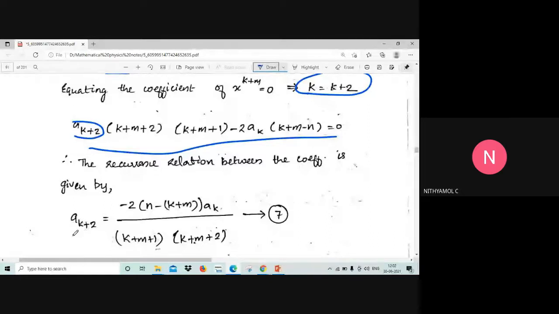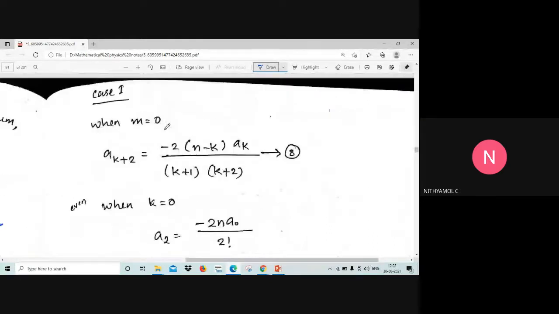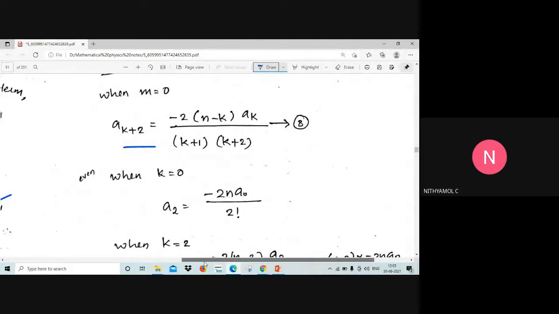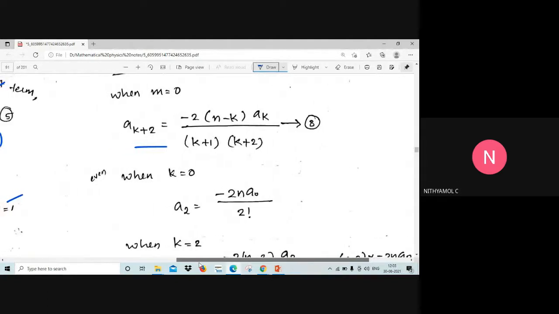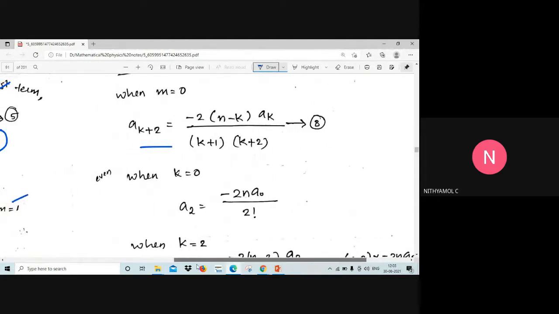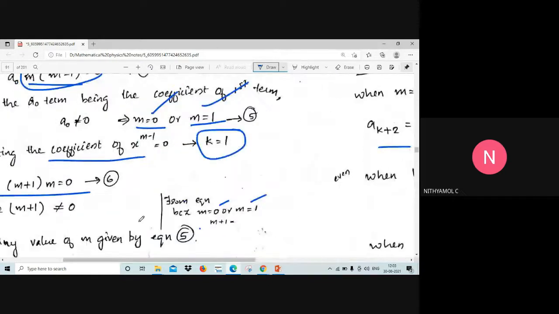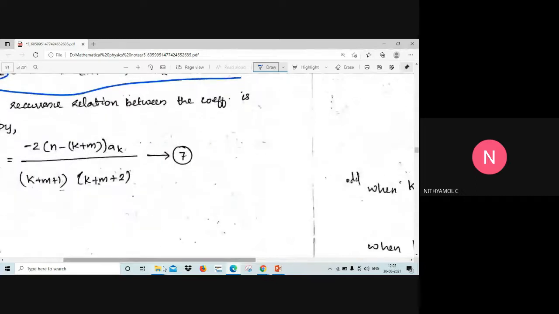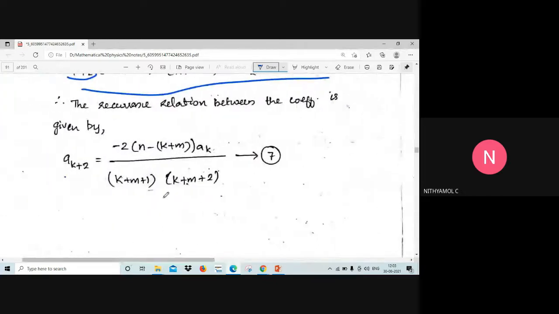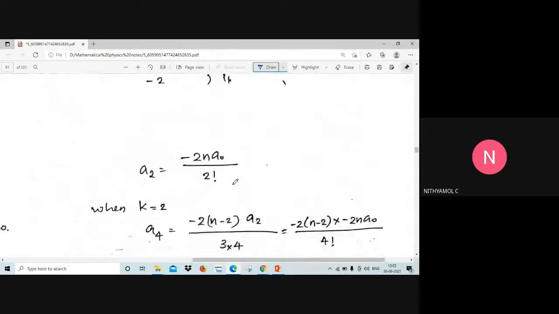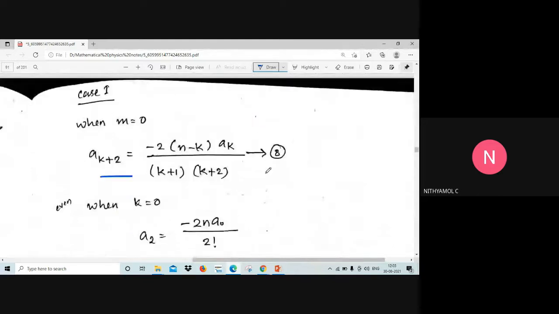Now the case is when m is equal to 0. When m is equal to 0, our recurrence relation becomes a k plus 2 is equal to minus 2 n minus k a k by k plus 1 into k plus 2. That is, in equation 7 we put m is equal to 0, and we will get the recurrence relation as equation number 8.